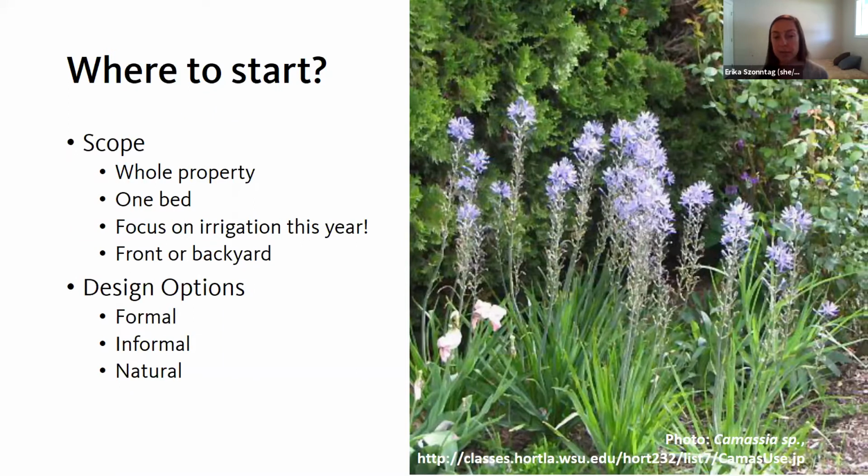And then you also want to think about your design options, maybe how formal do you want it? Do you want that really formal look? It can be informal, or you can do something natural, like if you want to convert your backyard or part of your backyard to a native pollinator meadow, for example. So there are really just a lot of things that you can do.